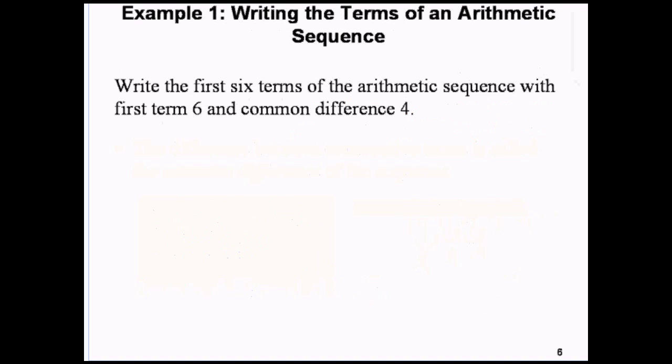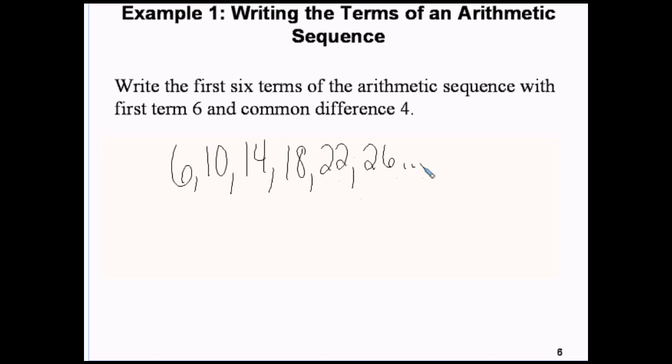First 6 terms of an arithmetic sequence where the first term is 6 and the common difference is 4. So we start with the 6, and then we add 4. And then we add 4, and then we add 4, and then we add 4, and we add 4. Okay. So first term, common difference tells me 4, so positive 4 means to add 4 every time.